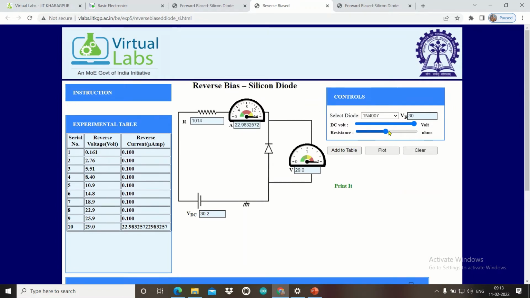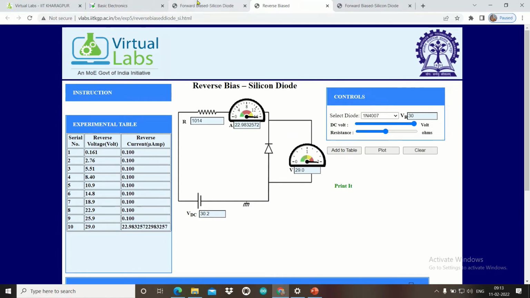I hope you have understood the concept, because you have already gone through the concept very clearly and we have cleared every doubt in our theory session. But using this simulator, there is every possibility that you can simply clear your doubts.